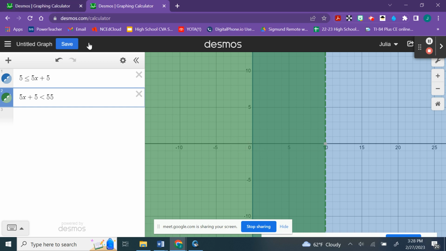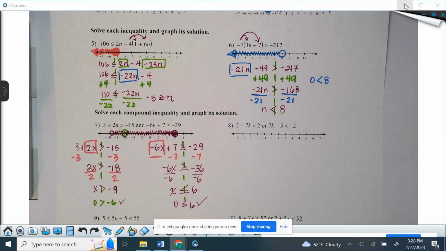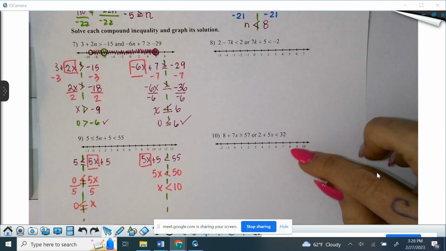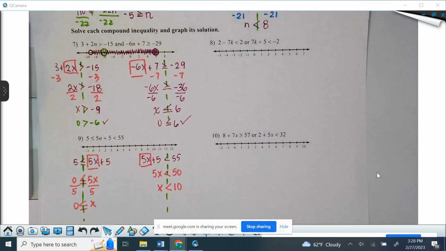All right. So then let's try. You guys do number 10. I'll work on another sheet of paper and we'll come back and compare. Practice number 10. See if you can come up with an answer for number 10.